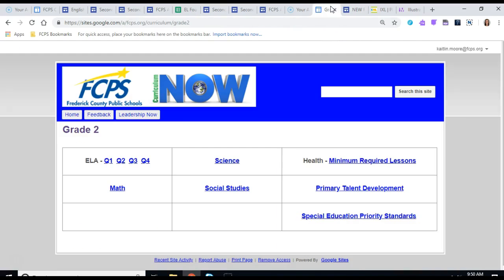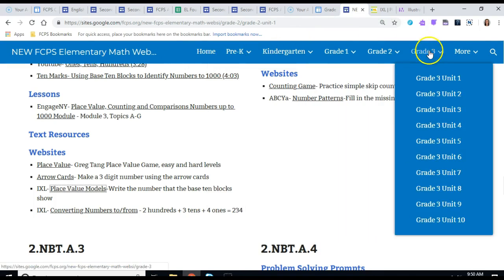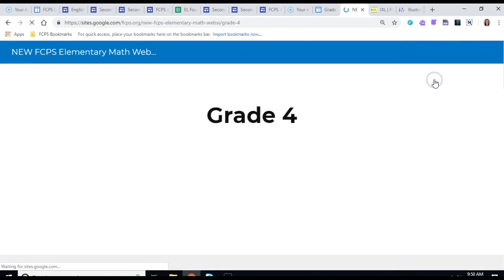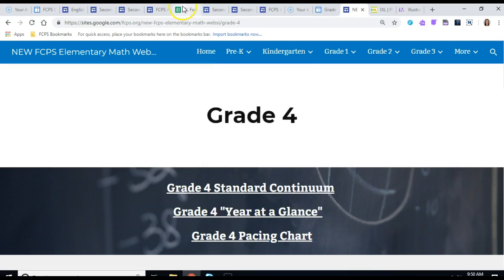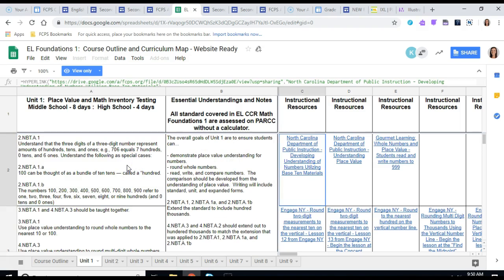There's a lot of resources available for all of these math grade levels. If you go back to the Math Curriculum Now page for elementary, you can find all of these same materials up through grade 5. These are the standards that are reflected in your EL Math Foundations courses, so don't shy away from using the Curriculum Now materials already created for those specific standards. There are lots in here for you, but feel free to keep digging.